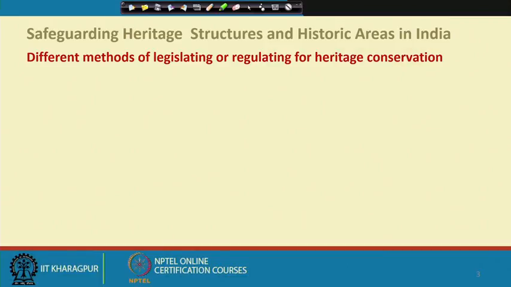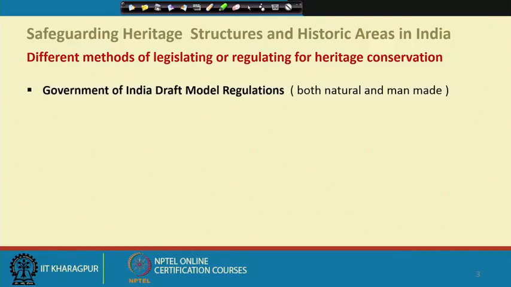So, these are some of the recommendations which were made after looking at the Mumbai situation in spite of the regulation. What are the problems faced by Mumbai? Now, let us go back again to India. We have seen the Mumbai situation, and what the different methods are for legislating or regulating heritage conservation. Just take a quick look.